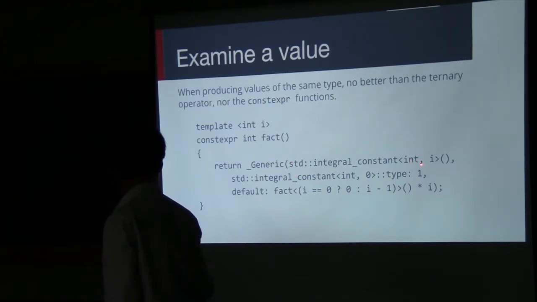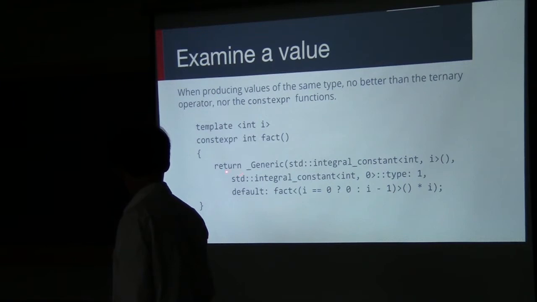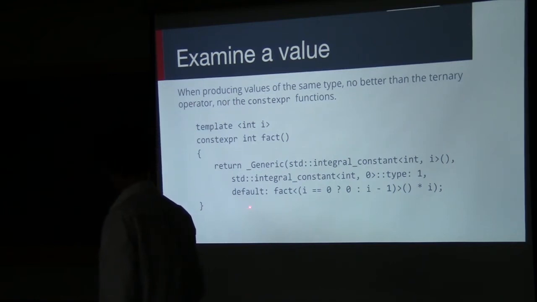Turn the value into a type, right? I have a value of integral, put an integral constant wrapper on it, and you can do some tricky algorithm based on the value, because I'm examining the type here. But it turns out that this is not very useful. I spent some time to write this, but as you can see, since we have constructs for functions, this can be simply written as a loop. You don't need to do this, it's pointless.